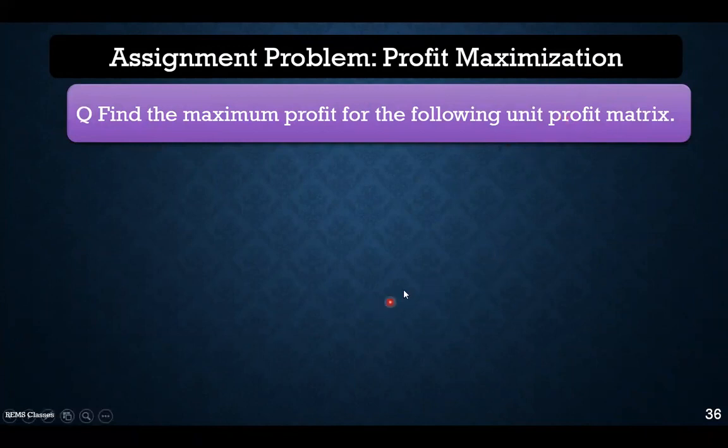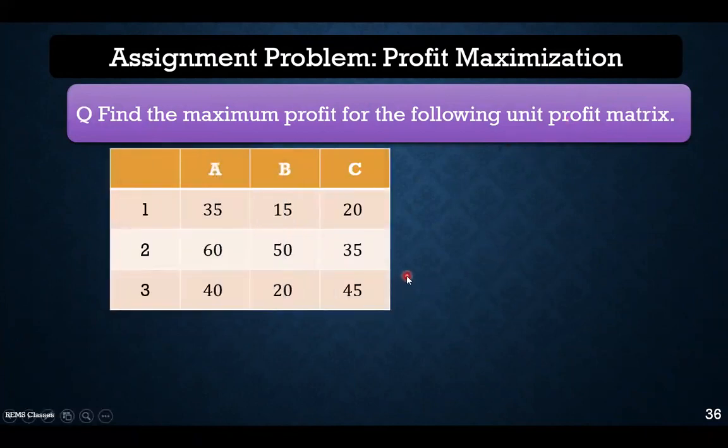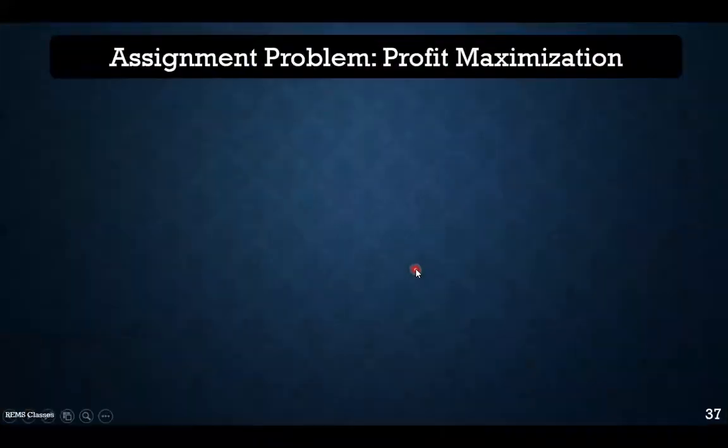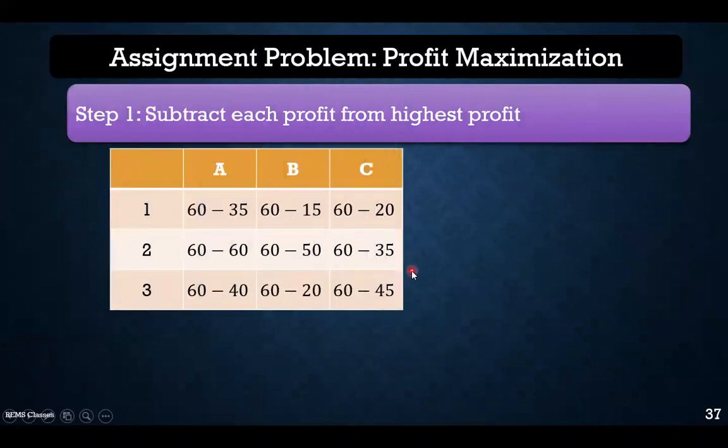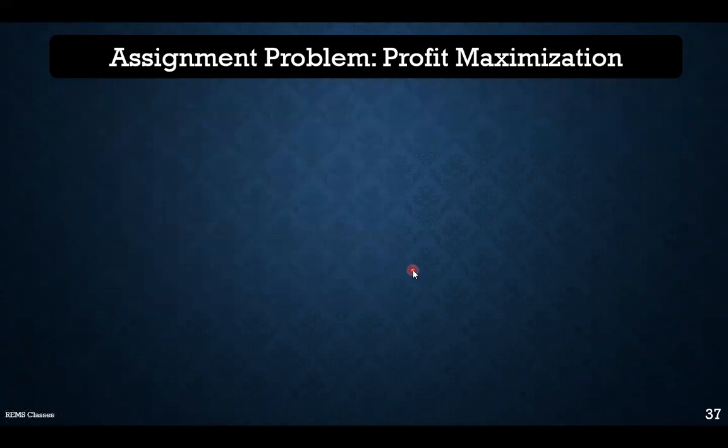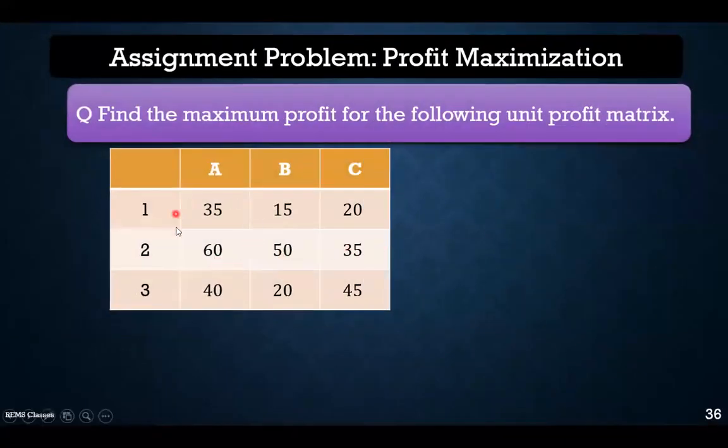So let us say this is the problem for finding the maximum profit. This is a maximization type of problem, but till now we have only discussed the minimization type of problem in the assignment model. So we will solve this maximization problem by converting it to minimization. We'll pick the highest value. In this particular matrix, the highest value is 60. So we'll subtract each cell value from this 60.